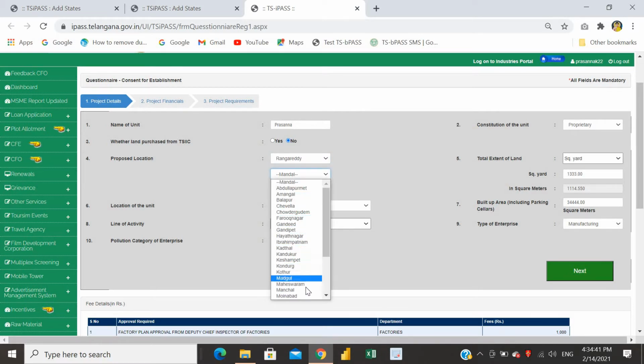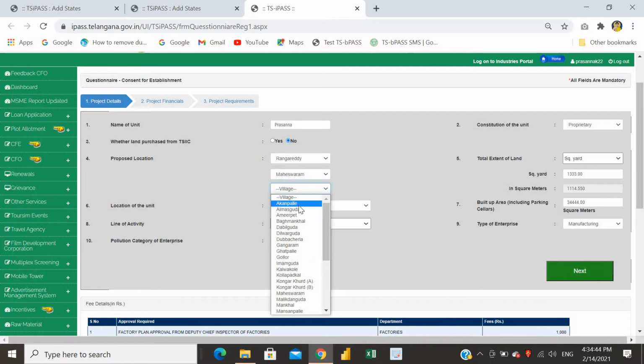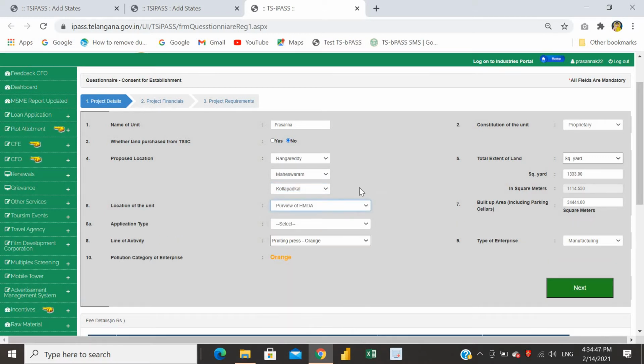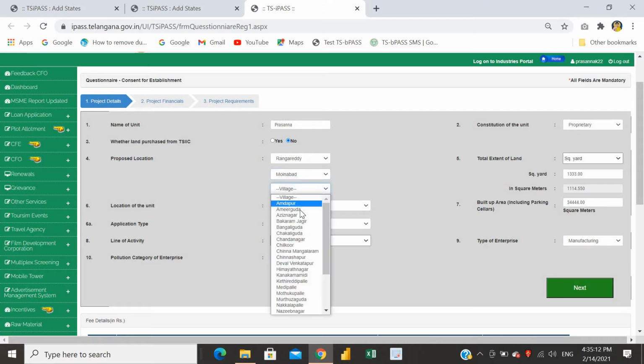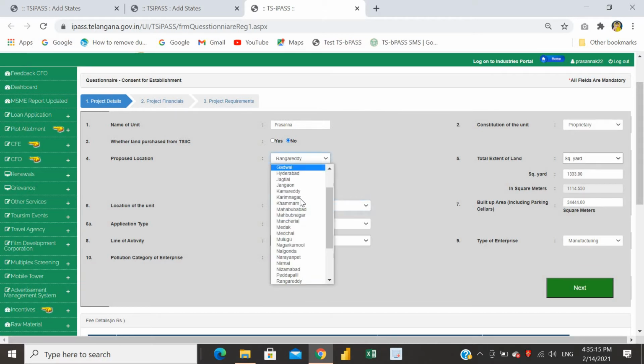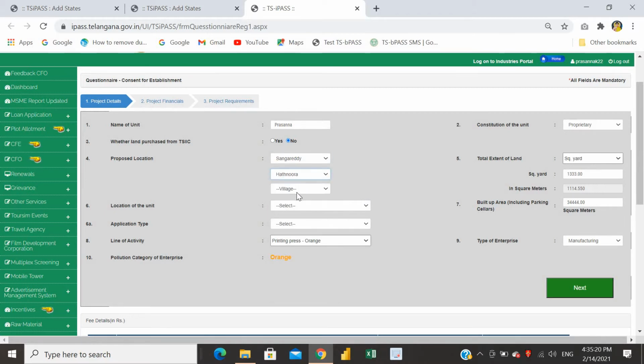In Rangareddy, I'm taking Maheshwaram, and then I have to select a village. So I have selected district, mandal, village. Because I have selected Rangareddy, it is showing me the location of the utilities as per the purview of HMDA. If I select some other mandal, I have taken Chevella mandal, it still shows me the purview of HMDA. So let me take another district to show you how it varies.